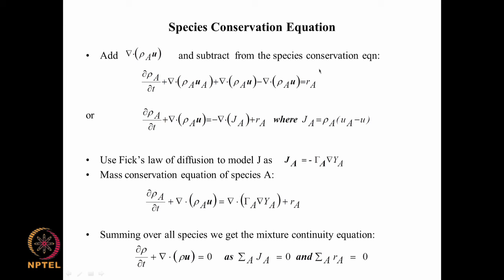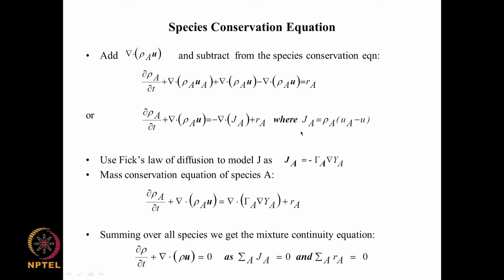So this whole equation here, the original equation to which we have added and subtracted this thing, can be written in this particular form, where dou by dou t of rho a plus del dot rho a times u, this is the mixture velocity, equals minus del dot J a, this is the flux of that particular species, plus the rate of production term here. And the flux J a is given as rho a times u a minus u, which is the mixture velocity here.